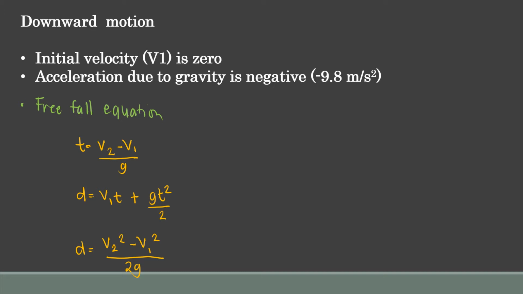You might also encounter some textbooks or references that use different symbols. Other references use S for displacement or distance, and instead of v sub 2 and v sub 1, you will see other references using v sub f and v sub i. But they're actually the same.